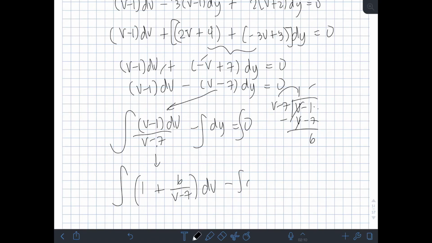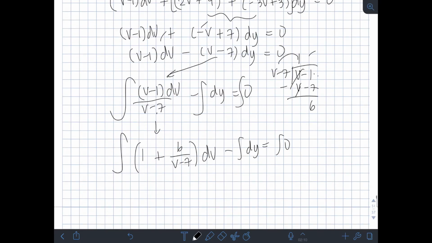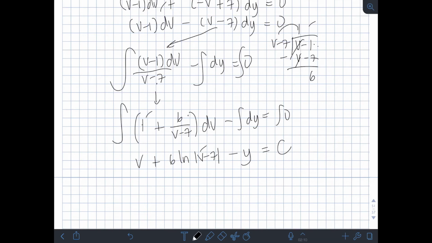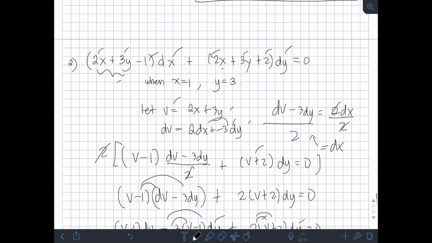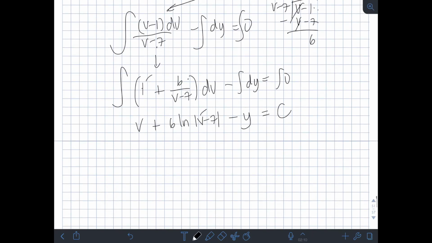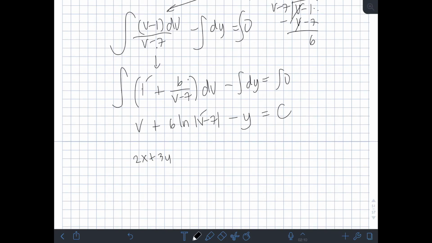So, integrate, minus integral ng dy equals integral of 0. So, ano na ngayon integral nito? So, integral ng 1 is v. Integral ng 6 over v - 7 is positive 6 ln|v - 7|. Ano integral ng dy? y equals constant. Okay? So, balik na ngayon natin itong v sa original value niya na 2x + 3y. So, magiging 2x + 3y + 6 ln|2x + 3y - 7| - y equals c.